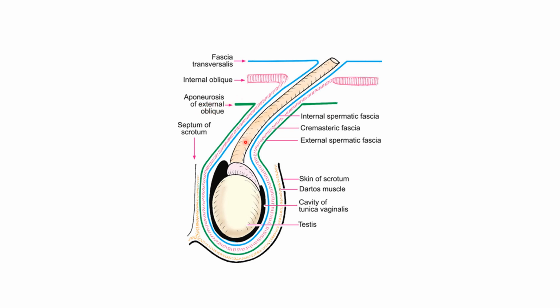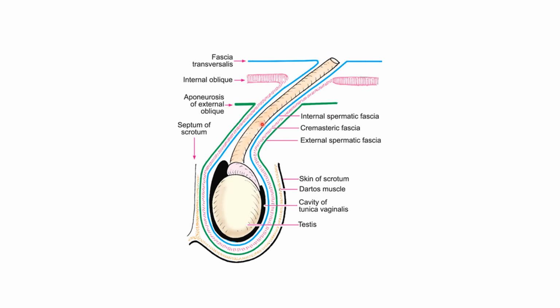So from inside to outside, if we go, if you see this blue covering and this between the deep ring and the superficial ring, this is the inguinal canal. So this is the inguinal canal with two openings. This is the deep ring and this is the superficial inguinal ring.